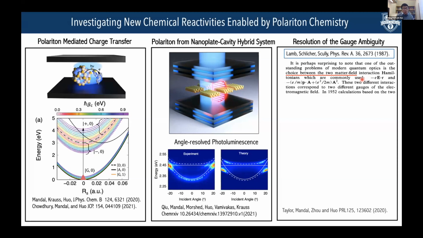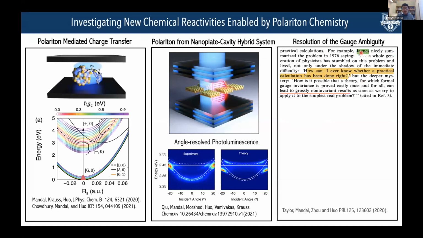And this is a problem that has really bothered physicists for decades, as Jaynes said back in the 70s. He said, how could you ever trust your result if 2 gauges or 2 Hamiltonians generate different results? But beyond that, how could you live with this shadow that a gauge invariant theory, formally, breaks down once you apply it to 2-level atoms.